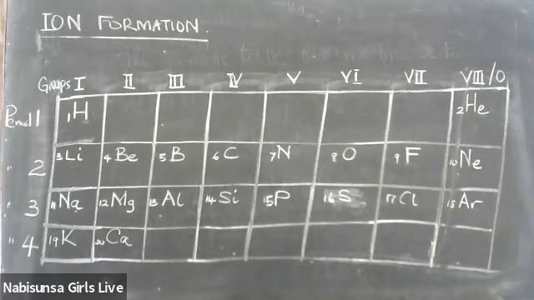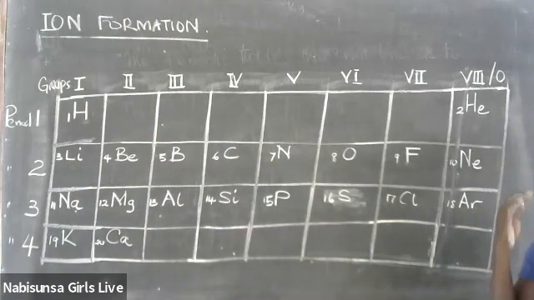Writing electronic structure or configuration will help us to know why group 1, why group 2, why period 1, why period 3, and to answer the issues of valence, and to help us to know how ions are going to be formed. So let's go into what we call electronic configuration that we have covered.